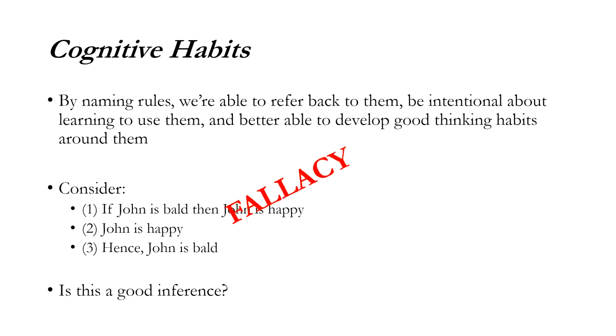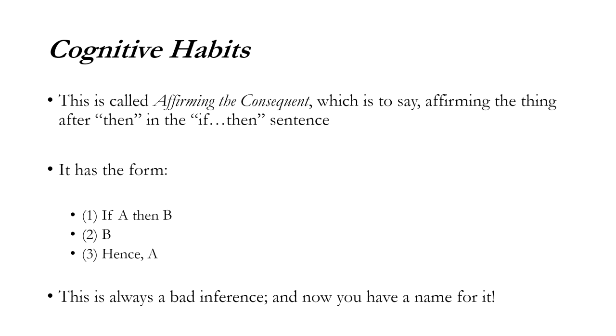No. This is a fallacy. It's called affirming the consequent. They call it this because it just means affirming the thing after the then in the if-then sentence, which is called the consequent. It has the form: if A, then B; B, hence A. And this is always a bad inference. And now you have a name for it, so you can see it in the wild, and you can spot it, and you can avoid it.